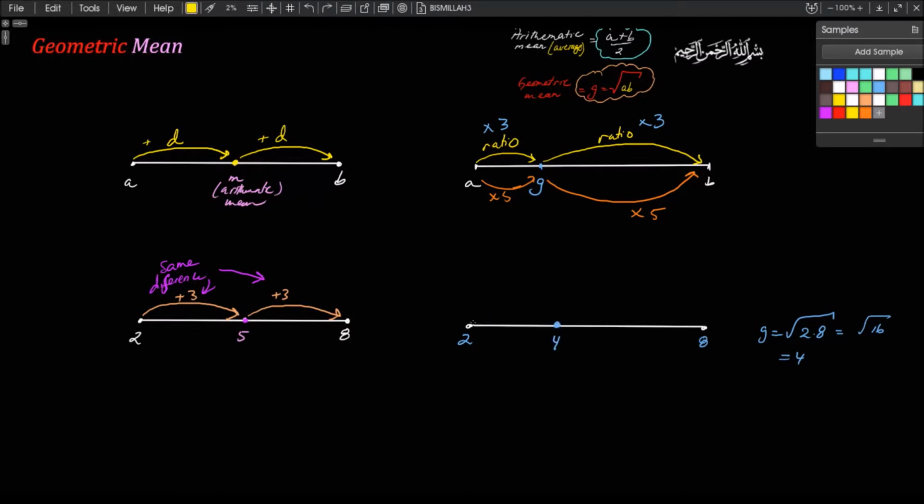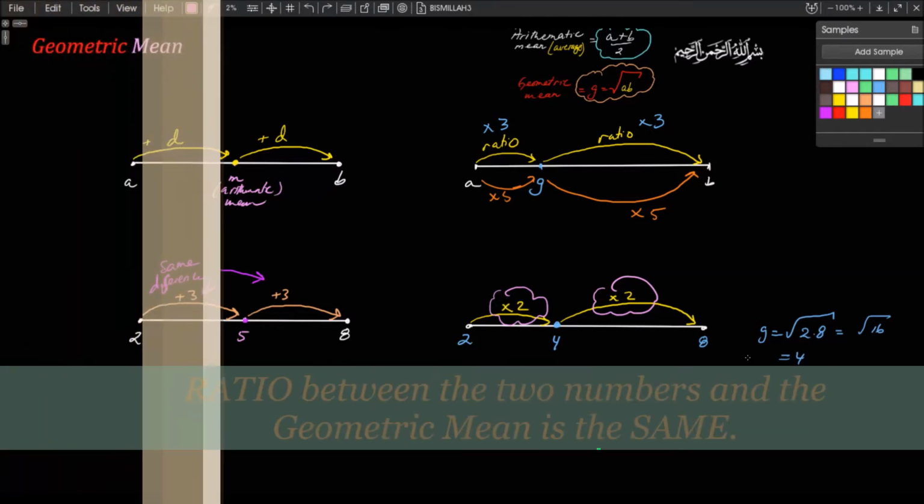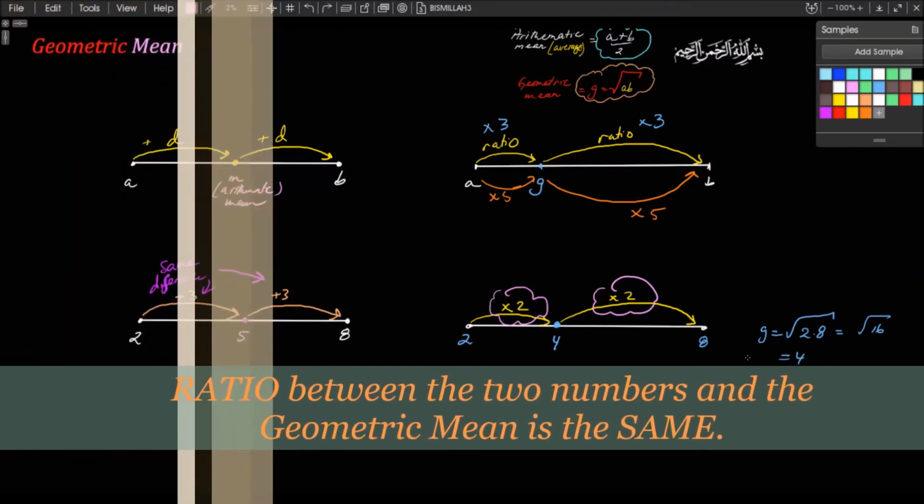Now, what would you have to do to 2 to get to 4? Well, you have to multiply by 2. And what would you have to do to 4 to get to 8? Then you have to multiply by 2. As you can see, the ratio is the same. The geometric mean is twice as big as the first number, and the second number is twice as big as the geometric mean. The arithmetic mean is the average of two numbers, and that mean is the same distance from the two numbers. And the geometric mean is the same ratio from each number.